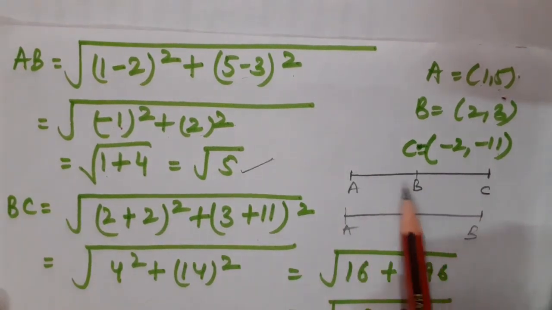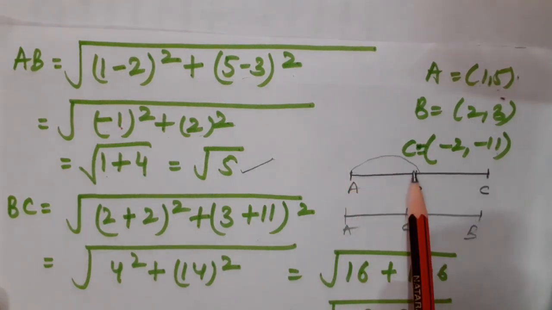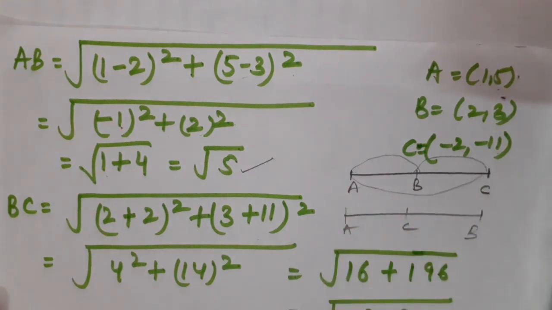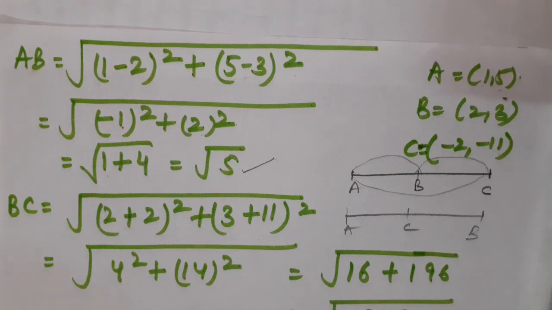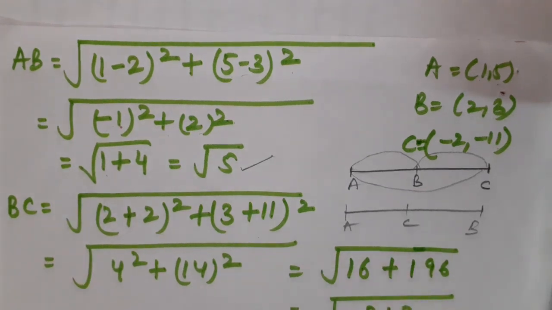Fine. So I have to find out basically all the distances. I have to calculate AB also, BC also, and AC also. But I have to check whether the condition of collinearity, that is AB plus BC is equal to AC, is becoming true or not. Or another one I can take: AC plus CB is equal to AB. Means if the sum of any two smaller lengths is equal to the bigger length, then and only then the points are said to be collinear, otherwise not.